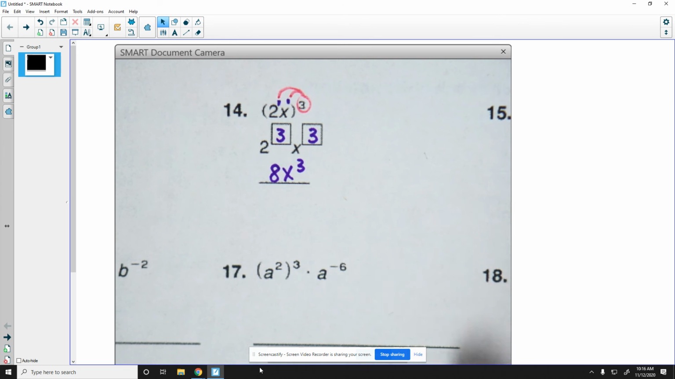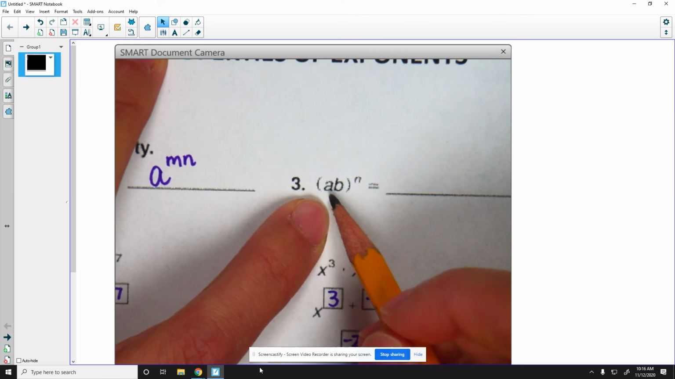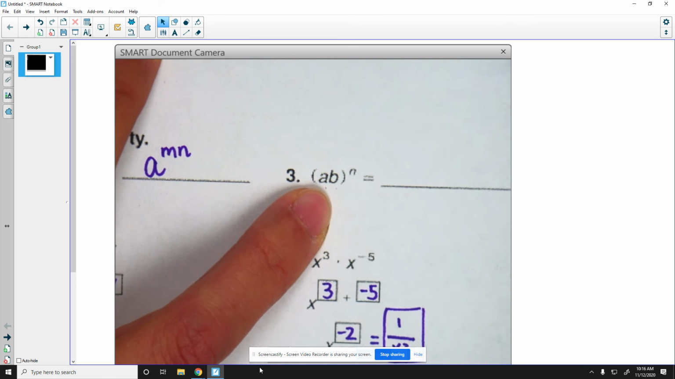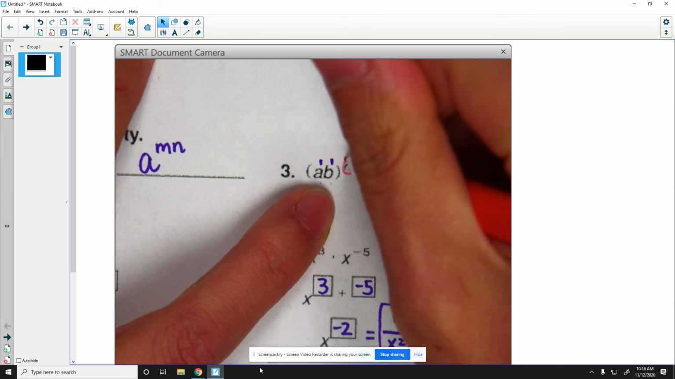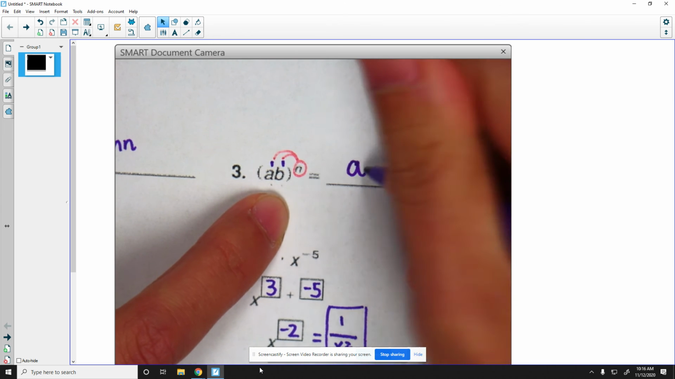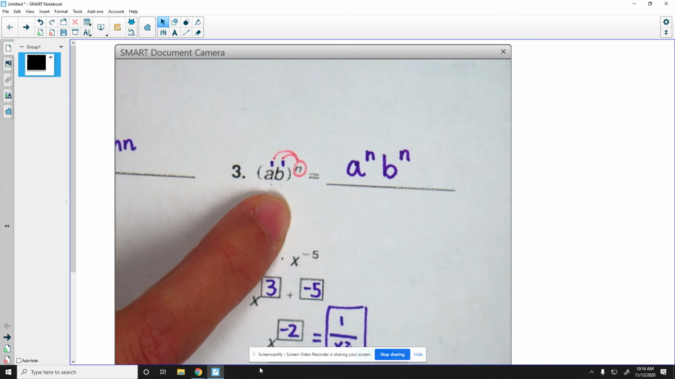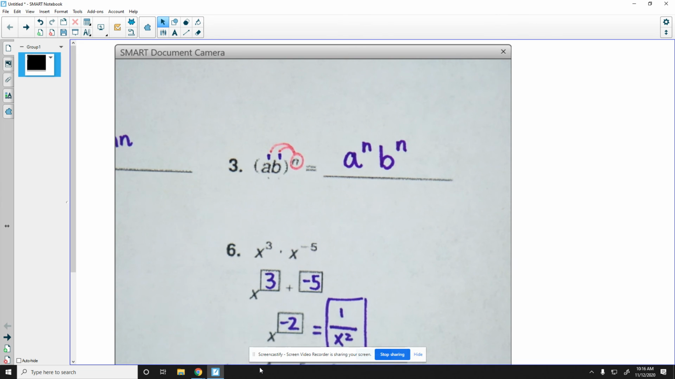Okay, so let's go up to number 3. So that was the trick that we just learned. If I have a and b, write exponents first. That's a to the 1, b to the 1. Take the n and distribute it to everything in there. So I get a to the n and then b to the n. We're good so far? You remember learning this last year?